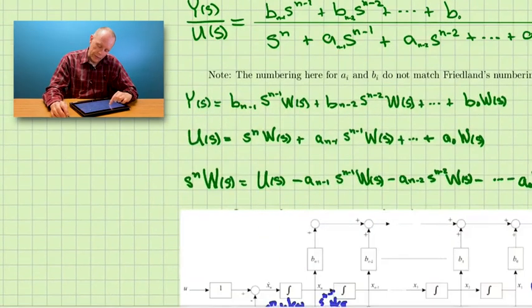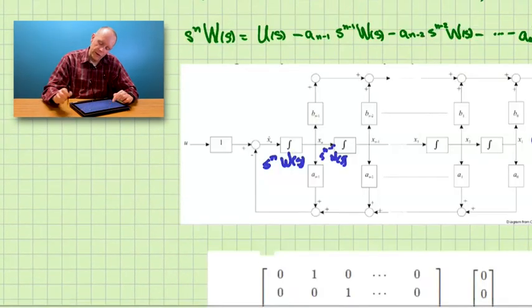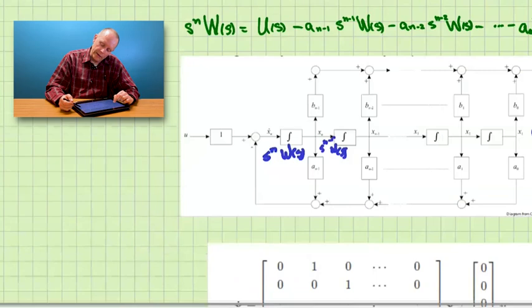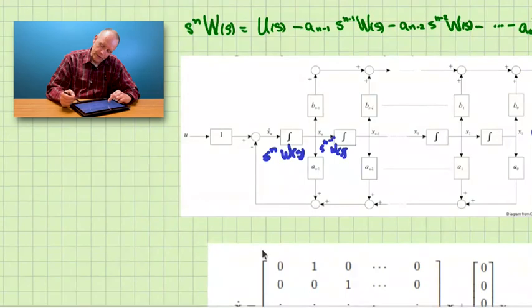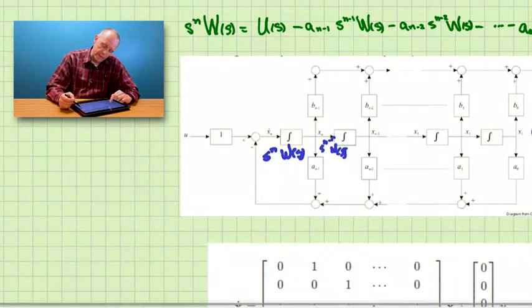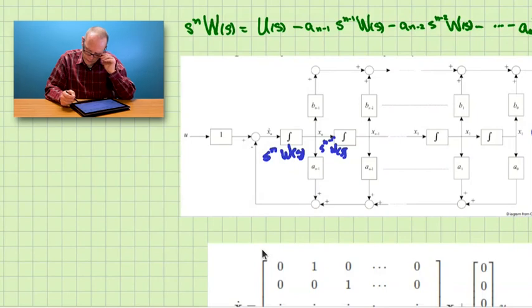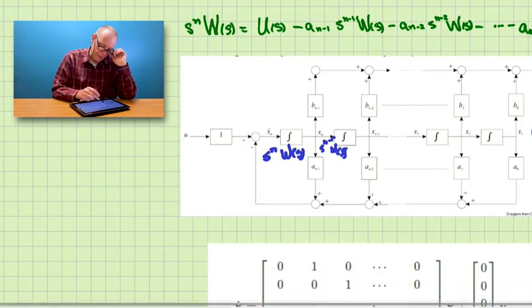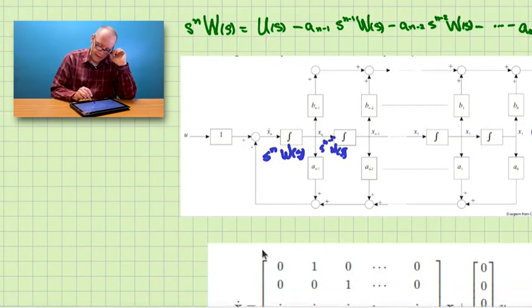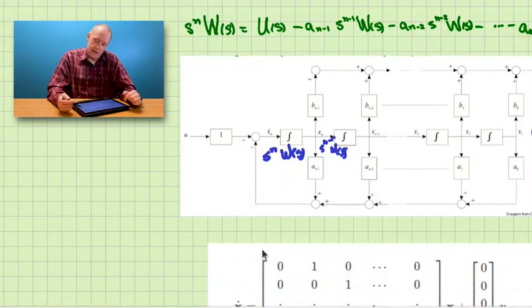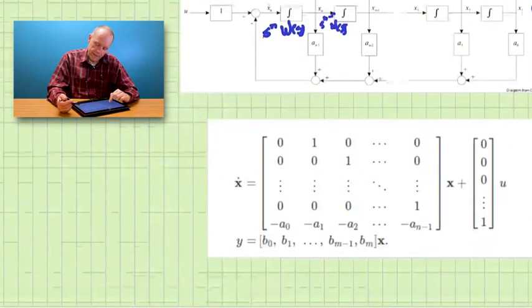And so how could we do that? Well, if you look at these things, basically what I could do is take a little bit of each of these state variables and feed it back into the input. Just take a little bit of the W(s), that's the x1, and add it into U(s). And basically that's just like changing all these a's in this block diagram.